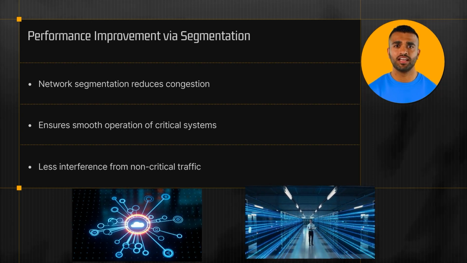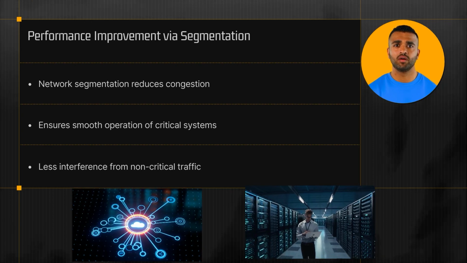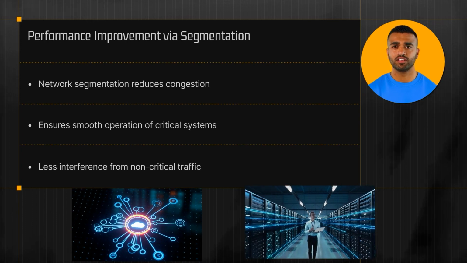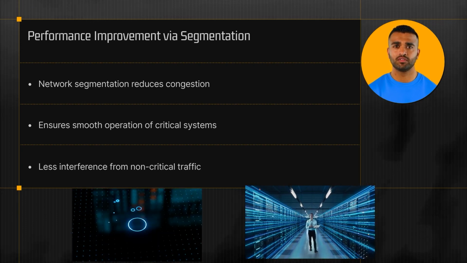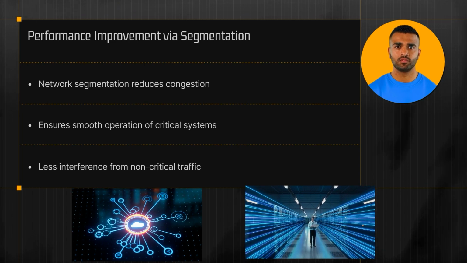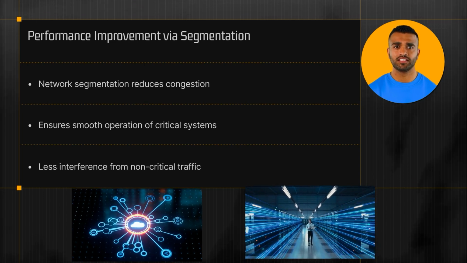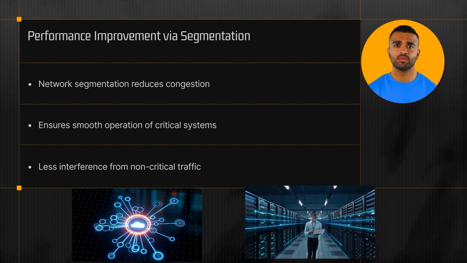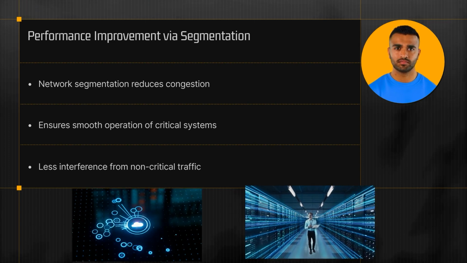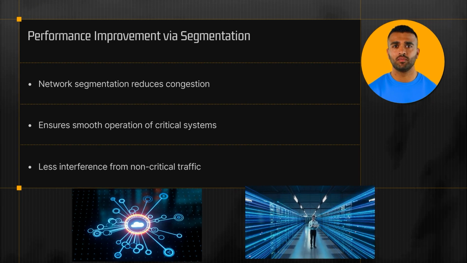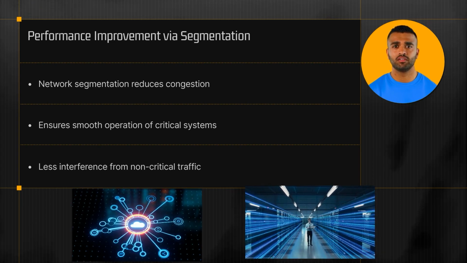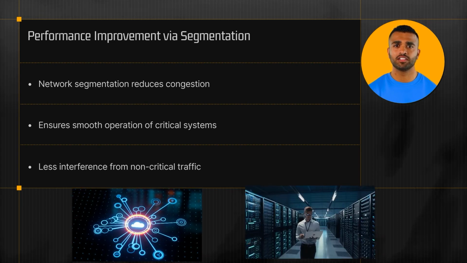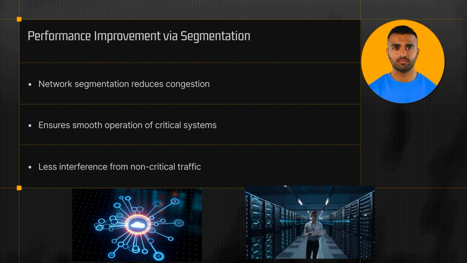Segregating network traffic into smaller segments can improve overall network performance by reducing congestion and optimizing bandwidth usage. Critical applications or high-demand services can be allocated dedicated network segments with sufficient resources to meet performance requirements. This prevents bandwidth-intensive traffic from interfering with other network activities and ensures consistent performance for users.